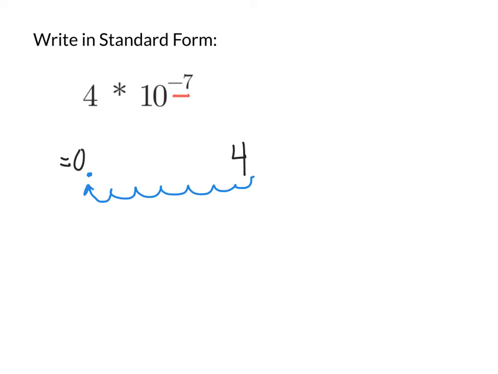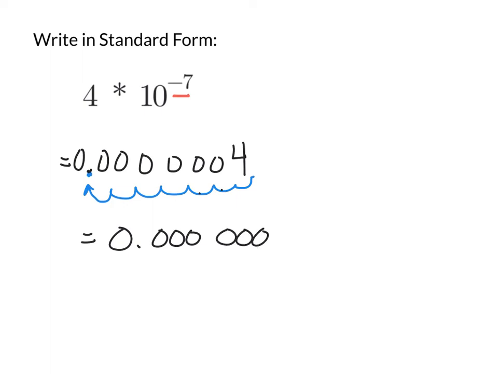So we'll end up with 0 point and fill in the rest of these with zeros. So I need a 0 right here, here, here, here, here, here, and then the 4. So this will be 0 point 0, 0, 0, 0, 0, 0, 4.